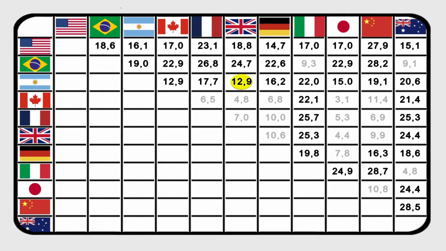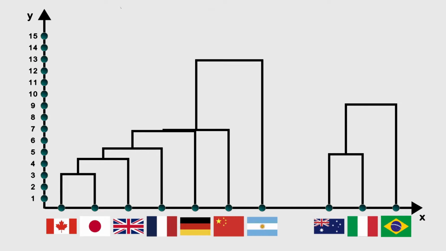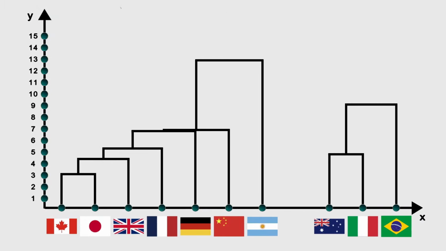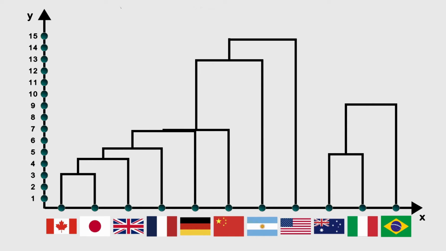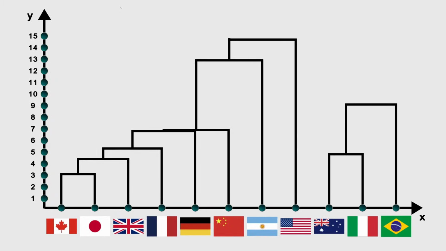At 12.9, we have Argentina and the UK and Argentina and Canada. We add Argentina to the cluster with the UK and Canada. At 14.7, we have Germany and the USA, so we add the USA to the cluster with Germany. At 15, we have Argentina and Japan, but we skip it. At 15.1, we have Australia and the USA. This is the most interesting part. We already had a cluster with Australia, Italy, and Brazil. Now we can merge the whole cluster with the USA. All countries are united. Cluster analysis is complete.